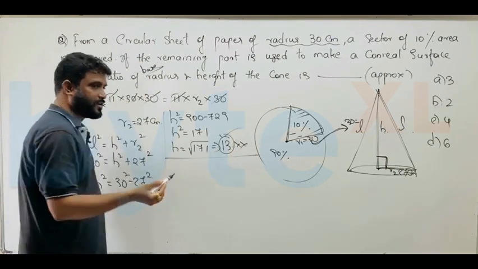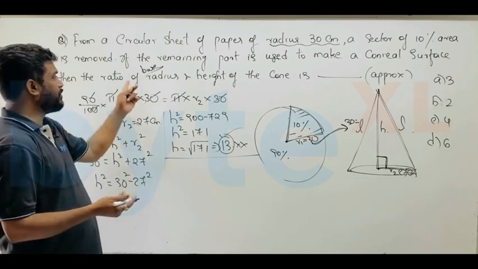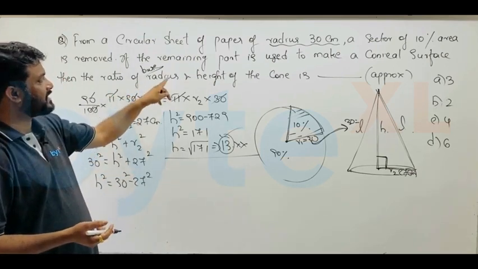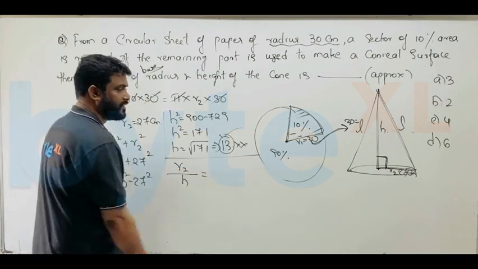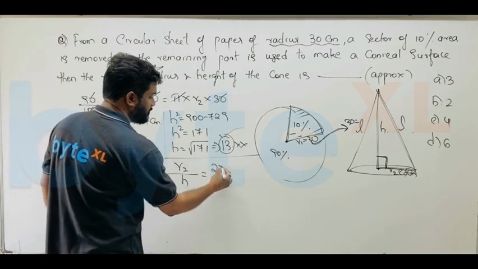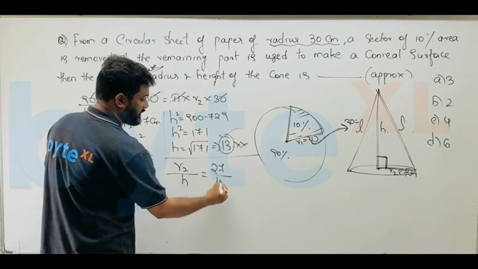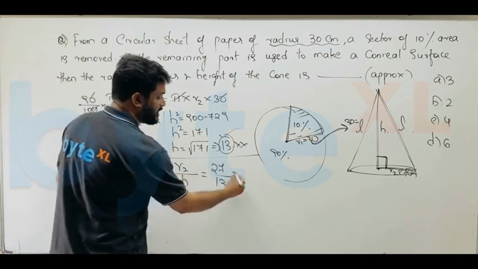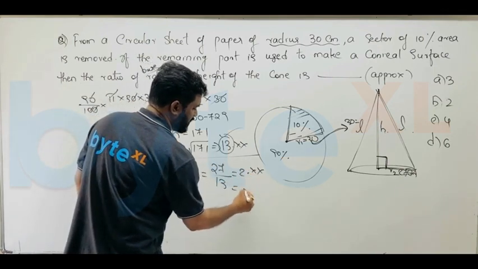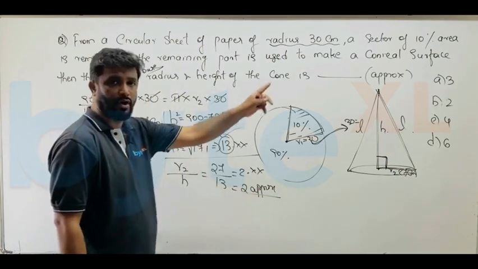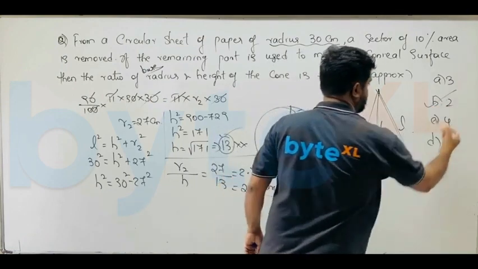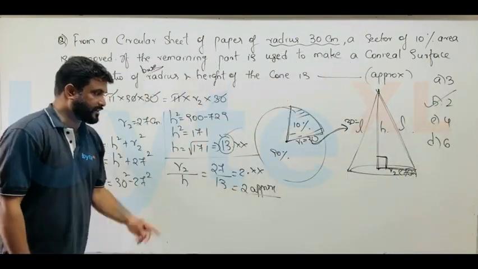And the question is not yet over. He is asking the ratio of base radius and height of the cone, that means R2 by h. So what is R2? R2 is 27. What is h? Just now we found that it is 13. So 13 twos are 26, right? That means 2 point something, so it is approximately 2. So what is our option? Option B is the correct answer for this question.